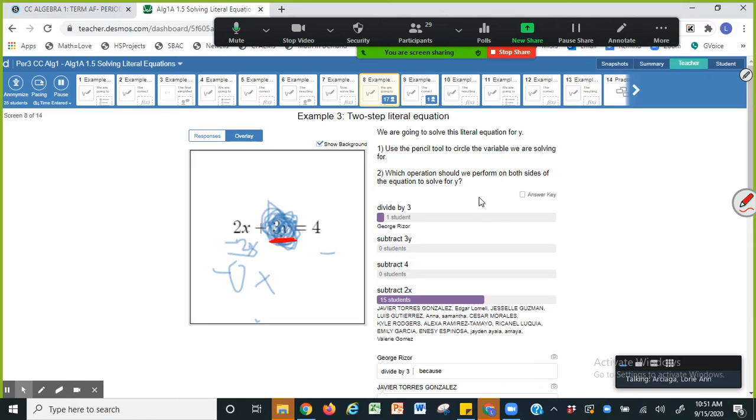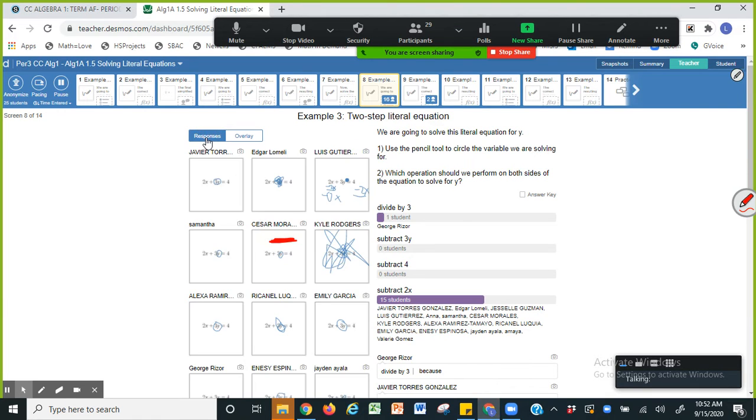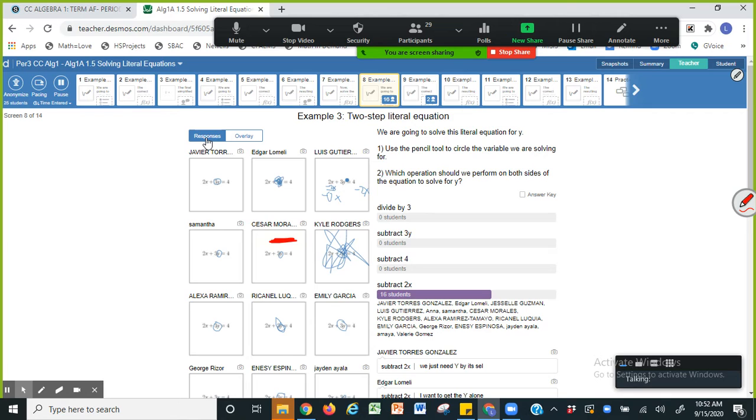Divide by 3? I don't think so, George. If you divide by 3, then we're going to divide the 2x and 4. So can we divide by 3 right away? What do you guys think? All right. You okay, Kyle?